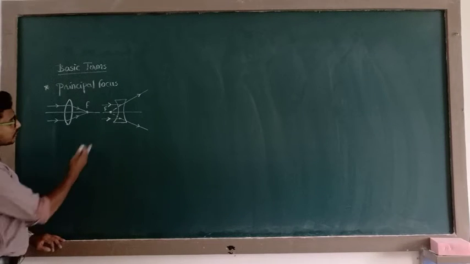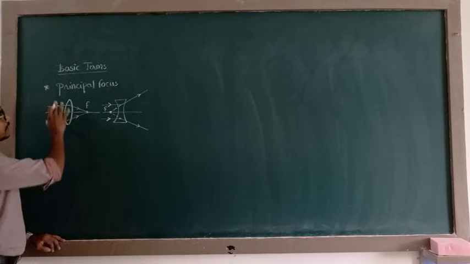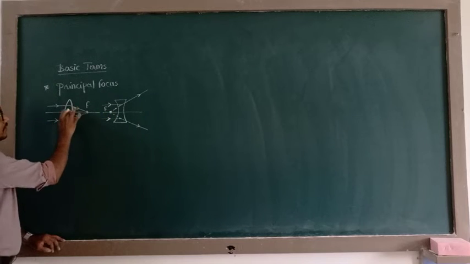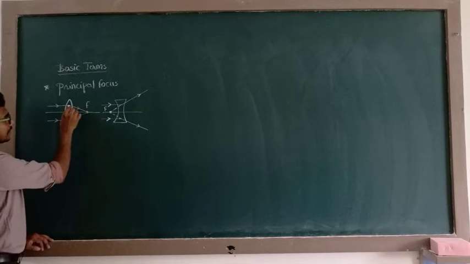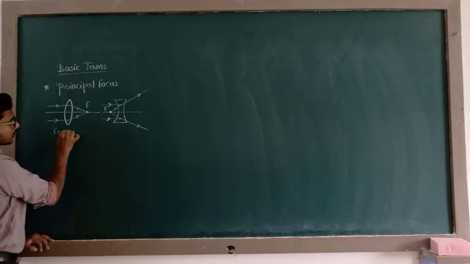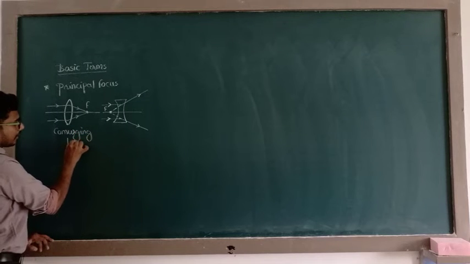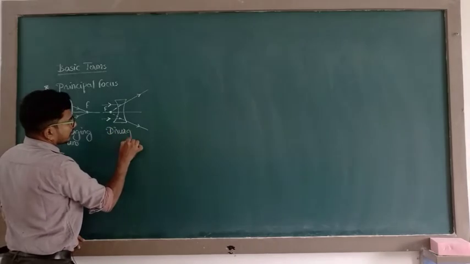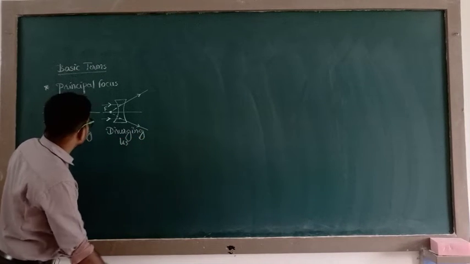So I think there is no need to write the definition, you just remember. So what actually is the meaning of principal focus in case of convex and concave? So it produces a convergent beam. For that reason, this convex lens is also known as a converging lens. And this is known as a diverging lens.